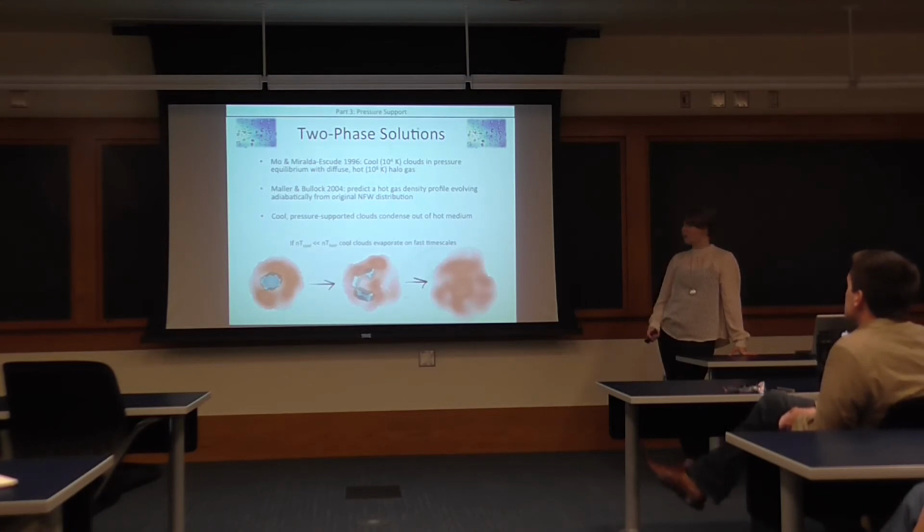Otherwise, it'll evaporate immediately. So these cool gas clouds, you would assume that they're in pressure equilibrium with some hotter gas at the virial temperature, which hasn't been observed. It's super diffuse, but it hasn't been observed. But what you can do is predict what the hot gas is doing, just from a simple Navarro-Frenk-White distribution, adiabatically evolve it, and then predict these cool, pressure-supported clouds condensing out of a hot medium.